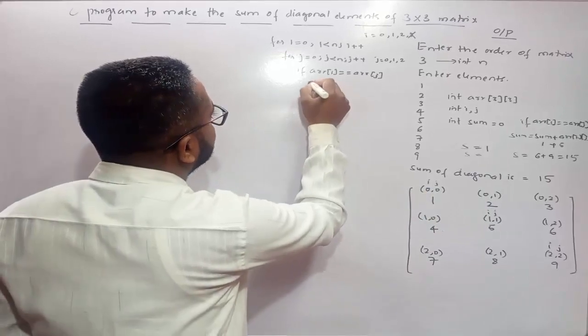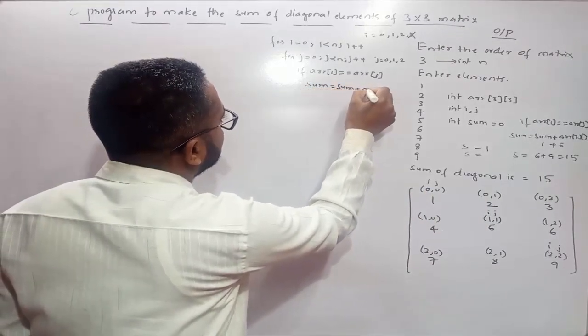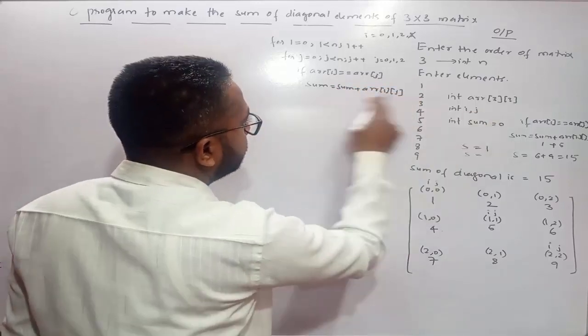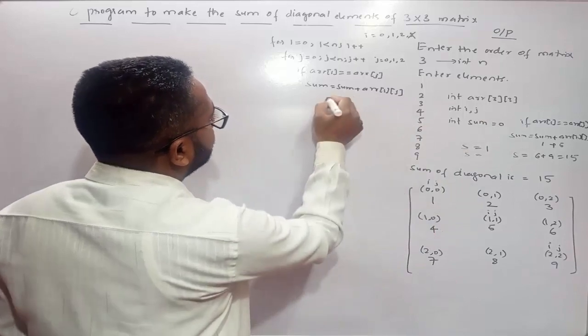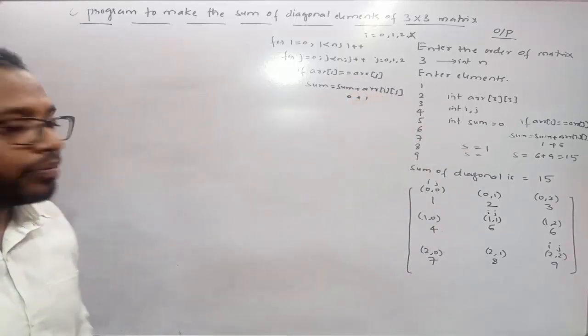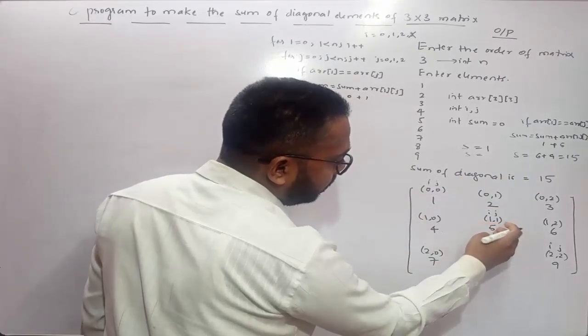So what I will do is add sum equals sum plus array of i j. Sum is 0, plus array of i j, which is 1. So now 0 plus 1, we will get sum as 1. Like this, I will move ahead and then I will visit this fifth item.